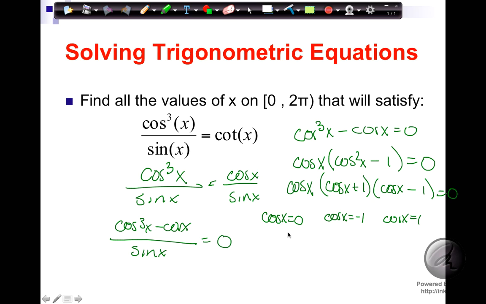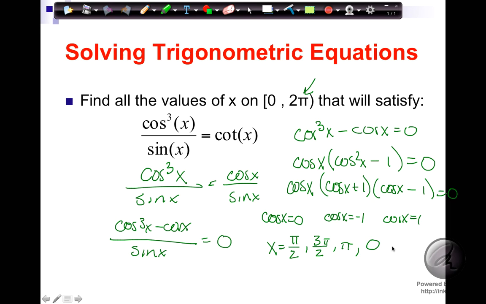But that's not what we're trying to solve for. We're trying to solve for the angles that make this true. And because I say 0 to 2 pi, that means my answer has to be in radians. All right, so if we look at cosine, we know cosine is 0 at, oops, sorry, not 0. What am I doing? I have an eraser. Let's go, that's sine. So cosine is 0 at pi halves and 3 pi halves. Cosine is negative 1 at pi, and cosine is positive 1 at 0.